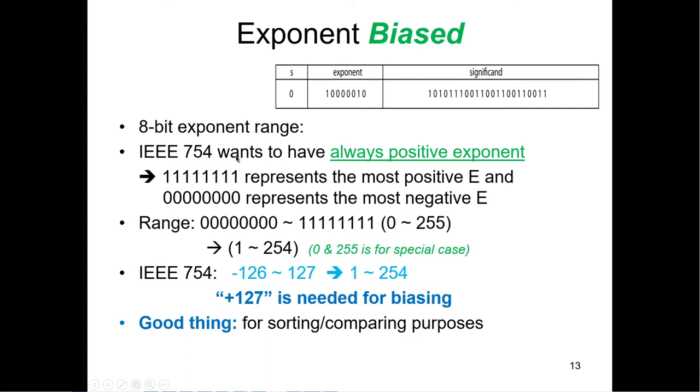All right, so IEEE 754 always wants to have a positive exponent. This represents the most positive, and 00 represents the most negative. However, we're not allowed to use 0 and 255. Those are illegal values because they're special cases. So we only use 1 through 254. So our exponents can be -126 to +127, and we have this 127 needed for the bias. This works out well if you want to sort them and compare them to see whether they're bigger or smaller without having to switch them out of the 754 standard. So that's why they do it this way.